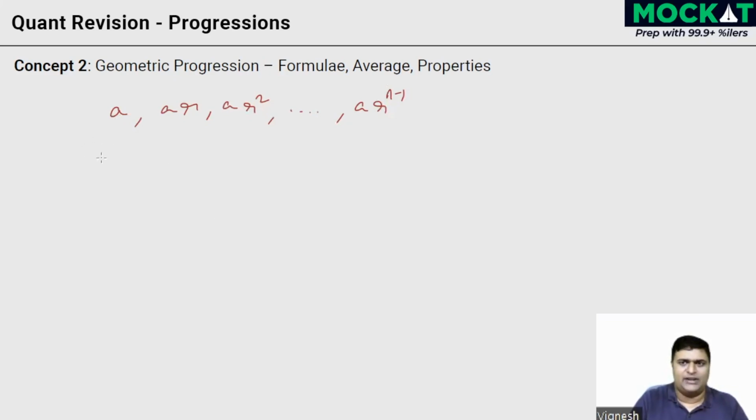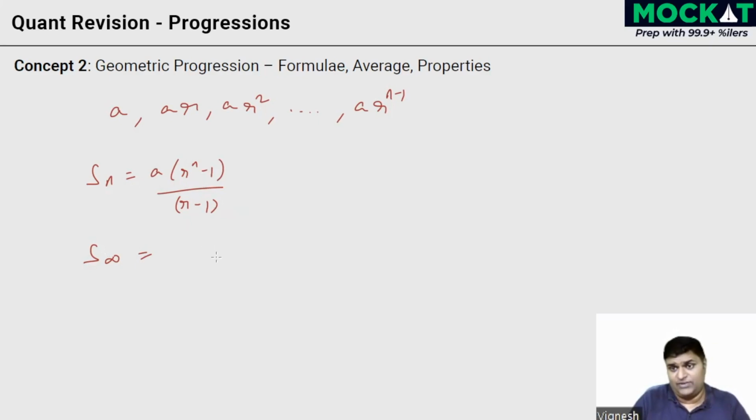Now, without getting into too much detail, a few important things alone we look at over here. Sum to n terms over here is going to be a into (r power n minus 1) divided by (r minus 1). That is the sum of the first n terms of a GP. How to derive that is from a simple algebraic expansion identity, right? I mean, that's given in the lesson again, but at this moment, knowing this is sufficient.